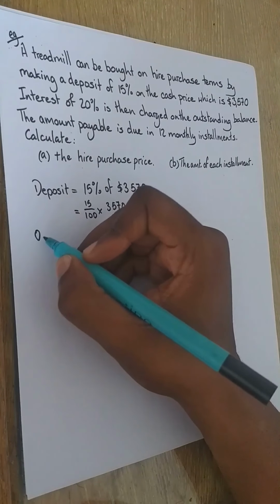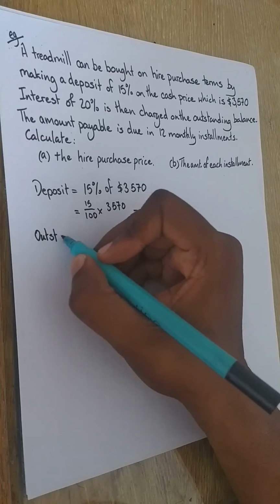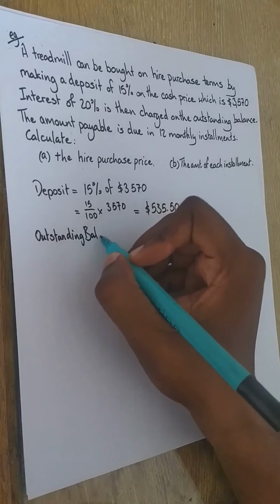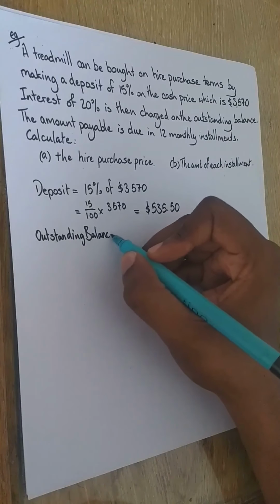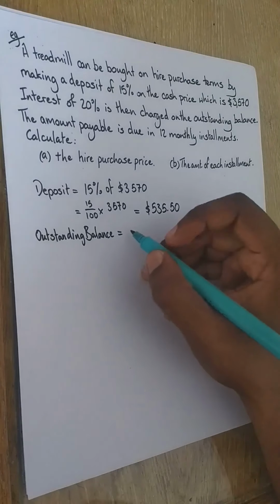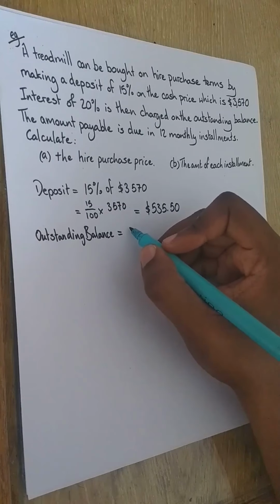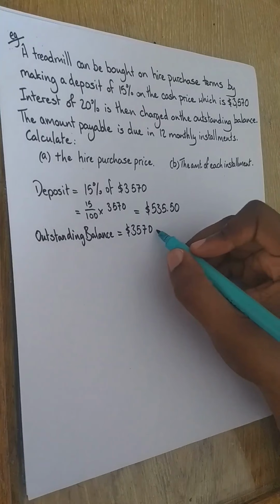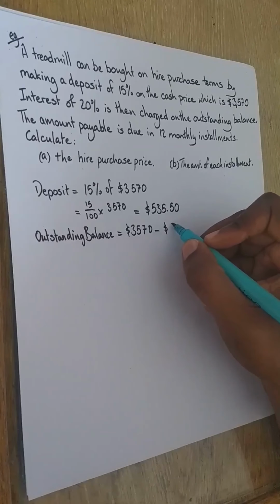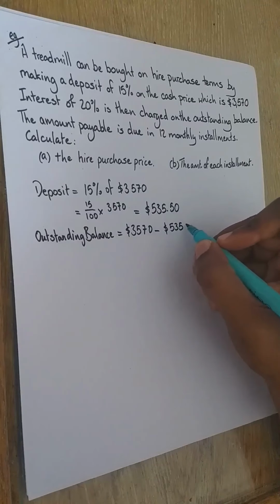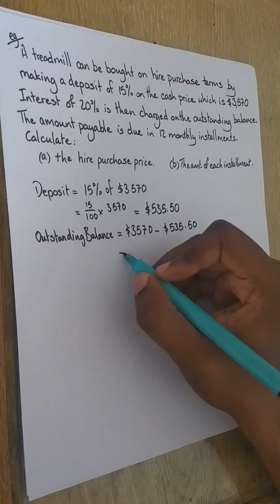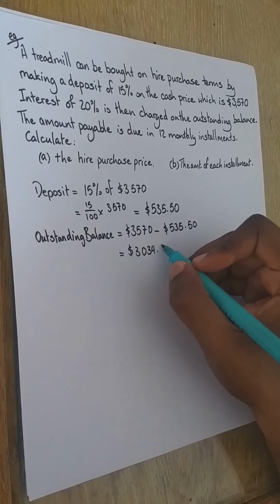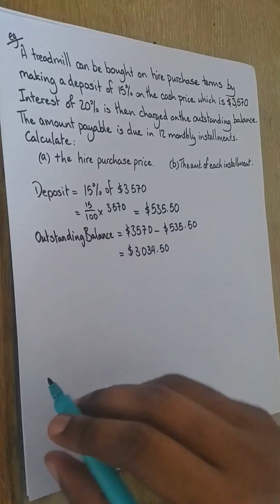If we've made that deposit, then we are left with what's called an outstanding balance, which is the difference after we take out the deposit that we have already paid. So we have $3,570 minus what we've paid down, $535.50, giving us an outstanding balance of $3,034.50.